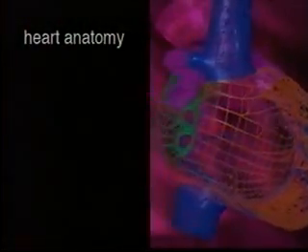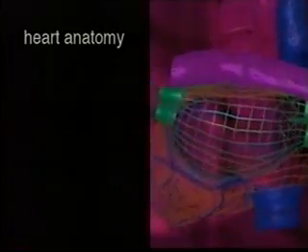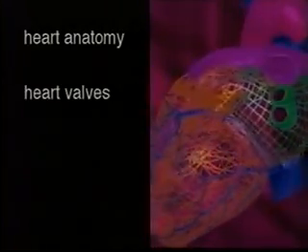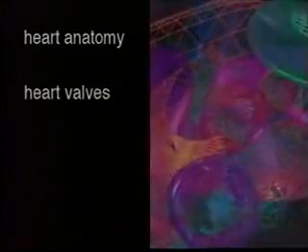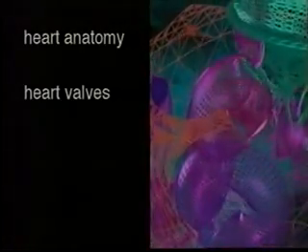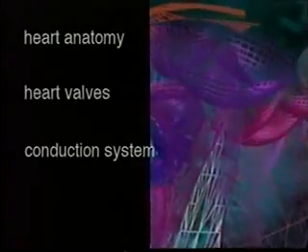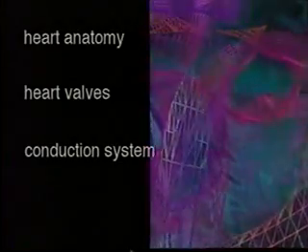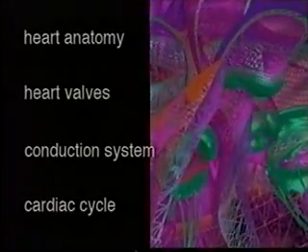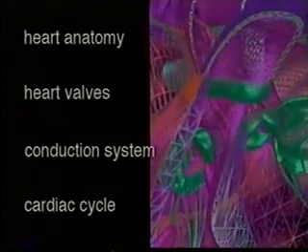To begin to answer some of these questions, we will consider the heart in four ways. First, we'll examine the external and internal anatomy of the heart. Next, we'll describe the structure and function of heart valves and how they maintain the unidirectional flow of blood. We'll then look at the conduction system of the heart. And finally, we'll explain the events of the cardiac cycle.